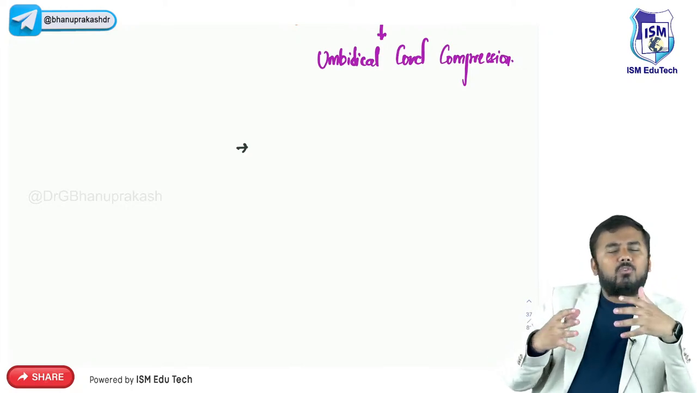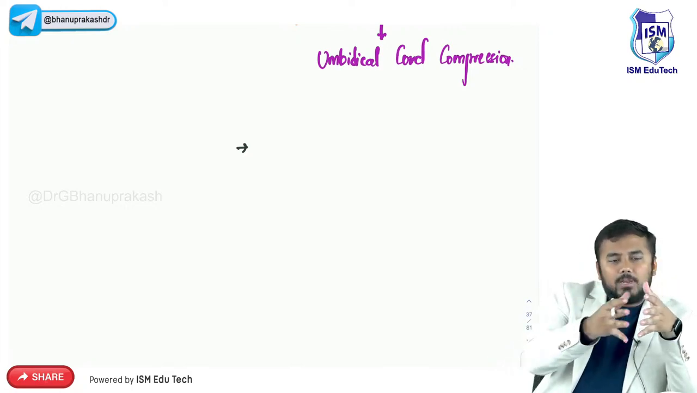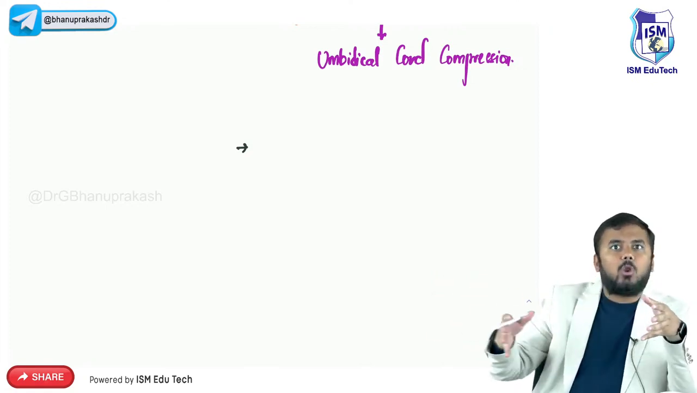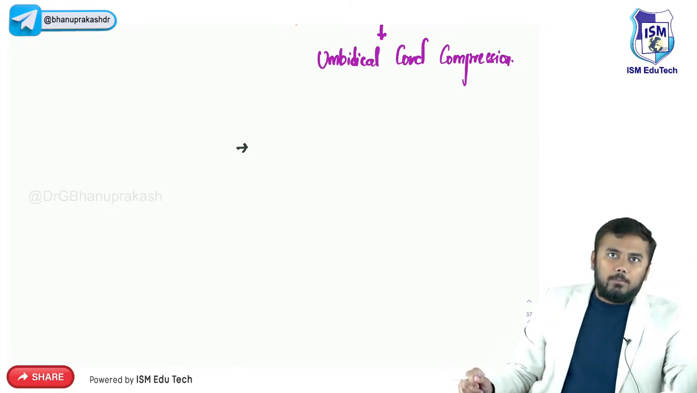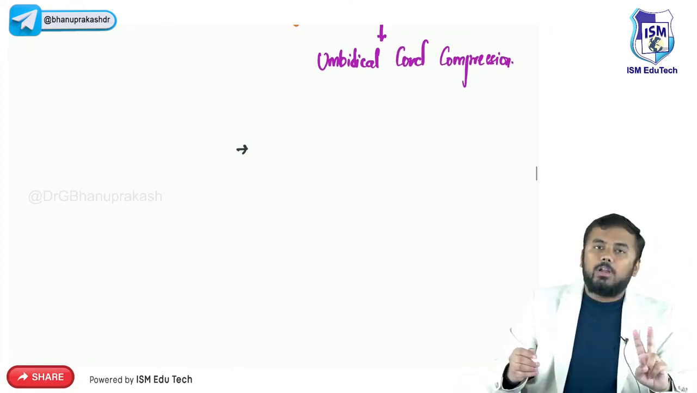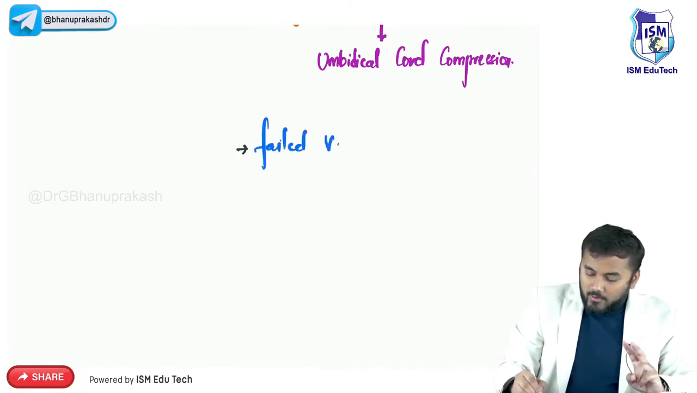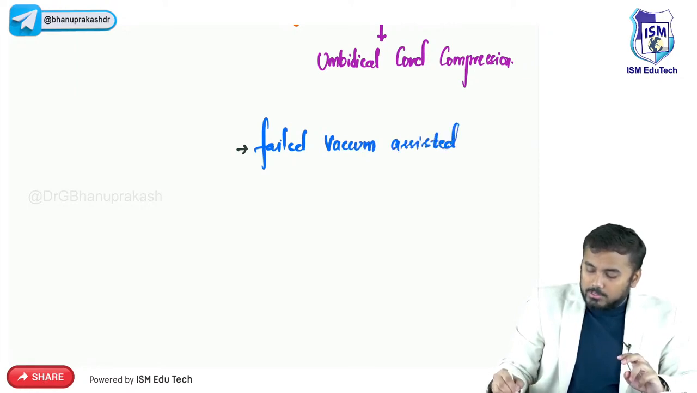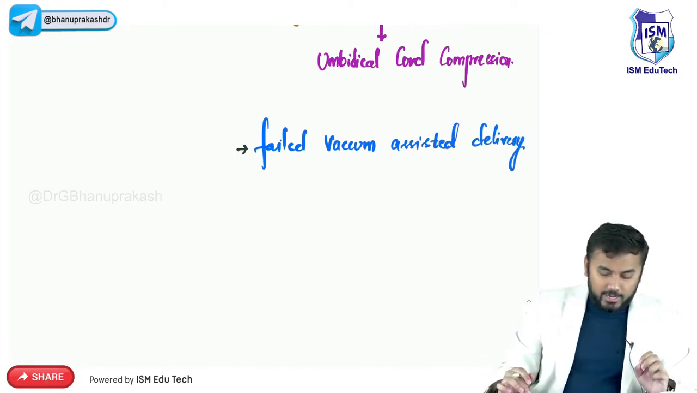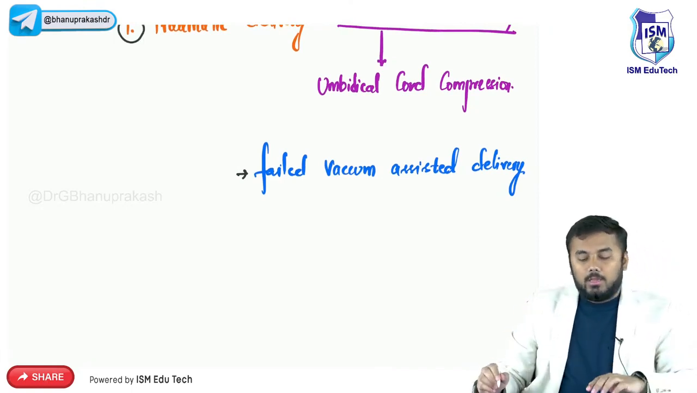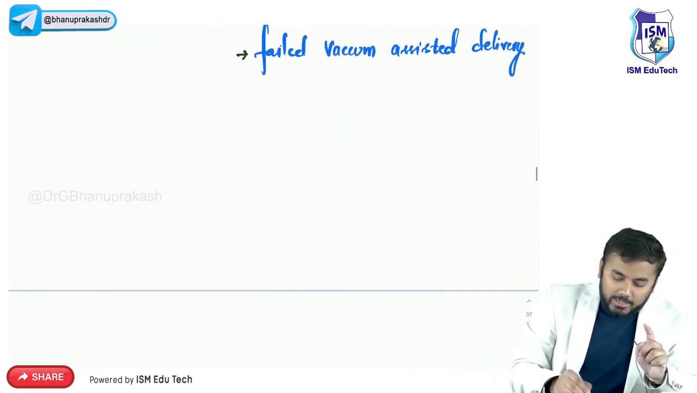So due to this, the labor period is prolonged. So during this prolonged labor, anything can happen to the umbilical cord. Okay. So the second important thing is a failed vacuum assisted delivery. Clear, all of you? Failed vacuum assisted delivery. So both of these examples come under traumatic delivery. Okay. Traumatic delivery, leave it now.